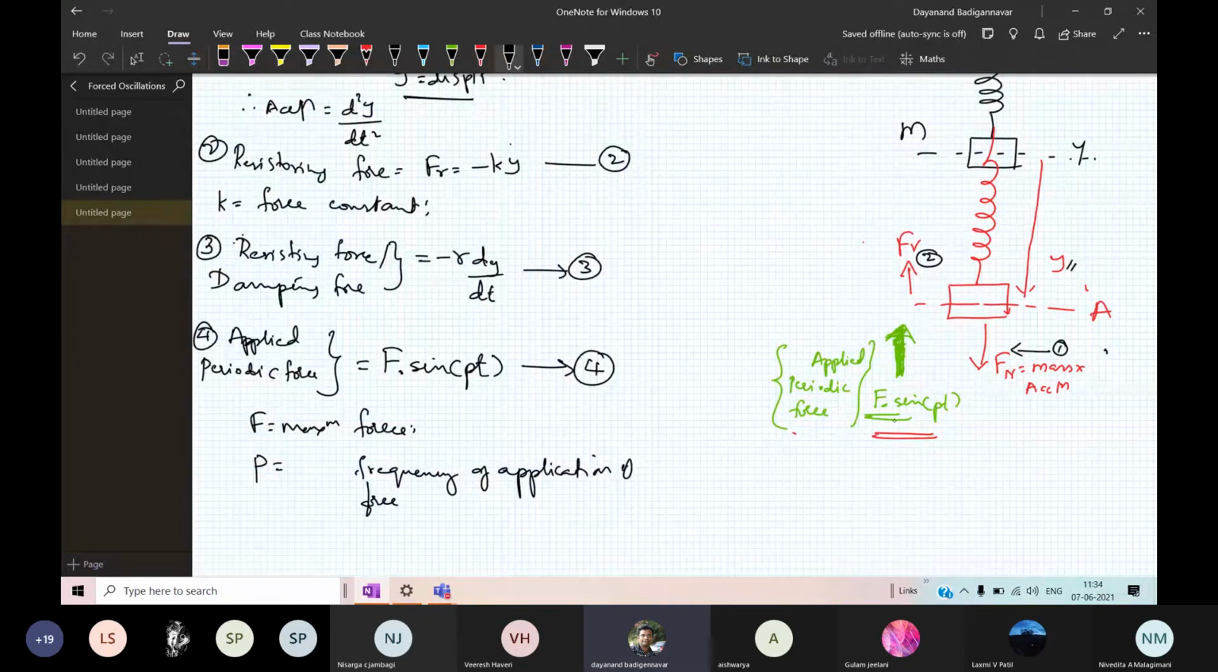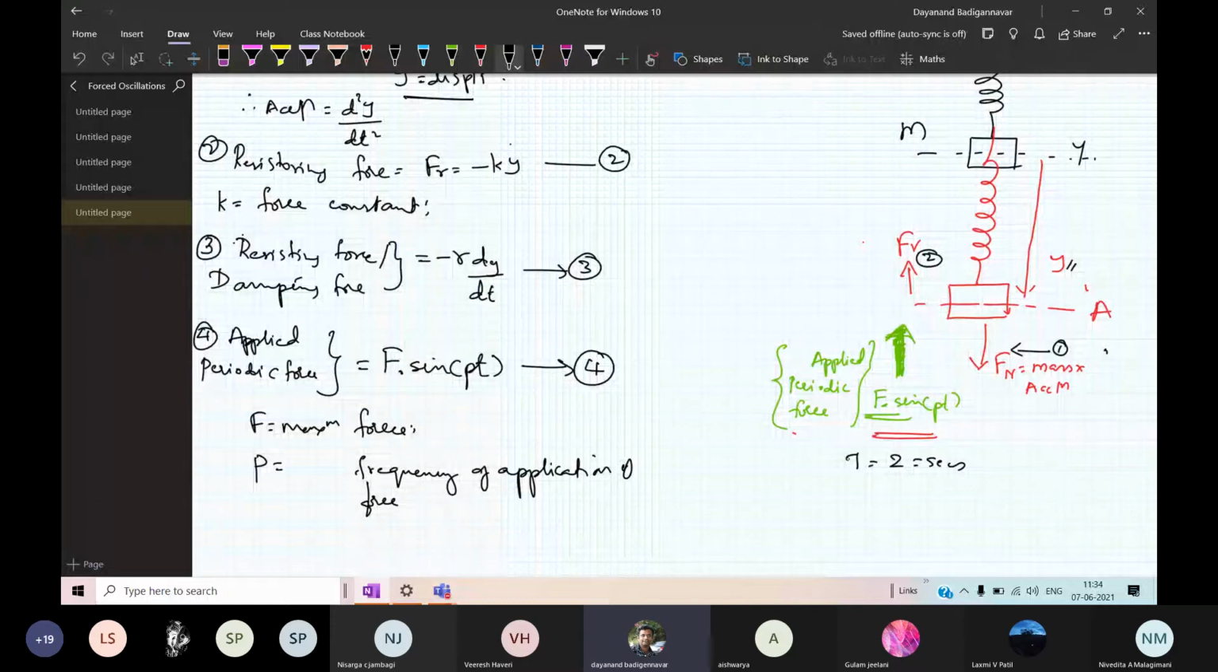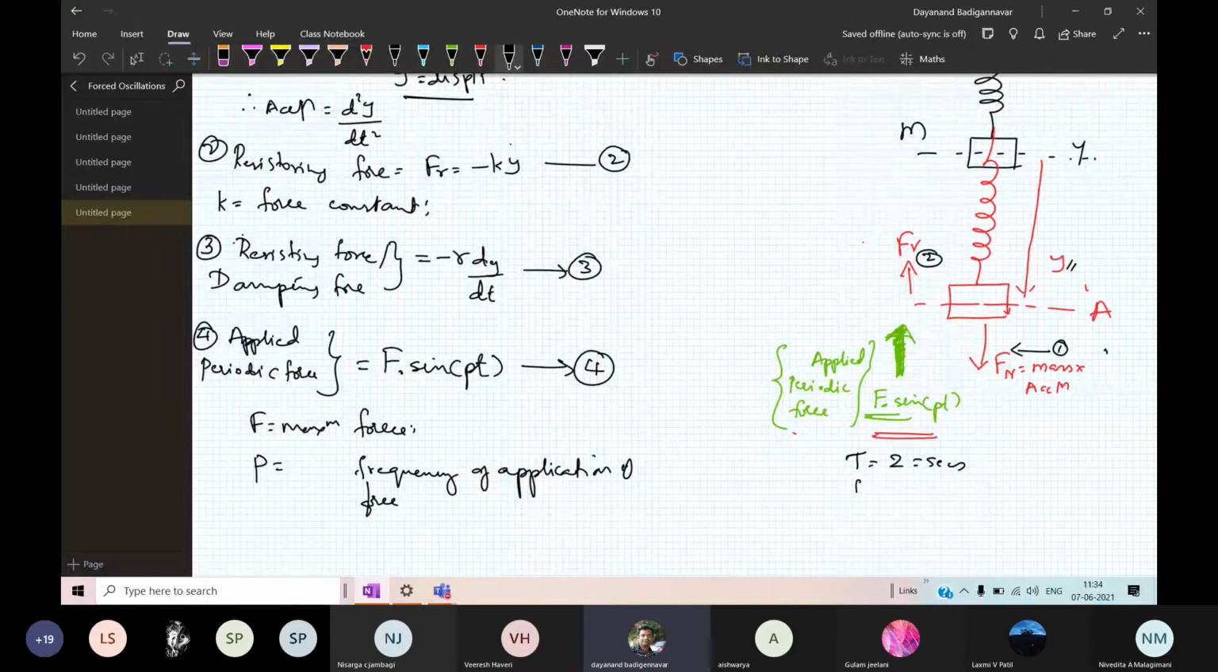In the last diagram you have to apply every 2 seconds, right? So for example, you are applying the force every 2 seconds. Why? Because the period for oscillation is 2 seconds. Therefore, frequency f is equal to 1 upon T, that is 1 by 2, which is 0.5 hertz. This is the linear frequency.